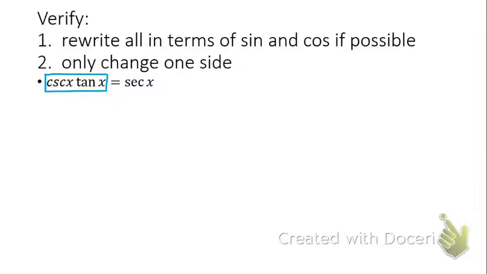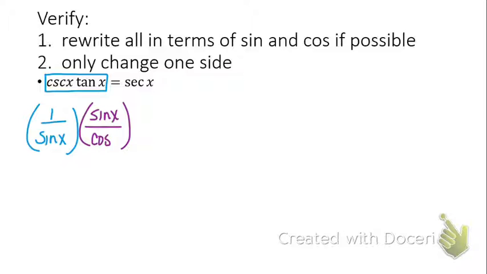Cosecant is, so the first thing you want to do is write it in terms of sine and cosine. Cosecant is 1 over sine x. And I'm multiplying that by tangent. Tangent is sine over cosine. You don't need a common denominator to multiply. So that's the first thing I would need to see.